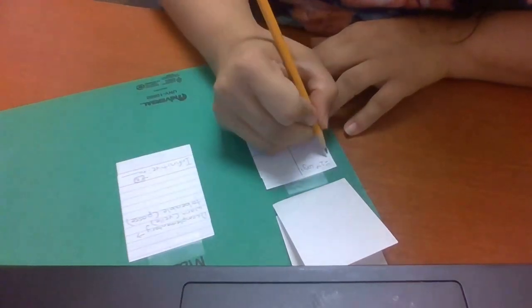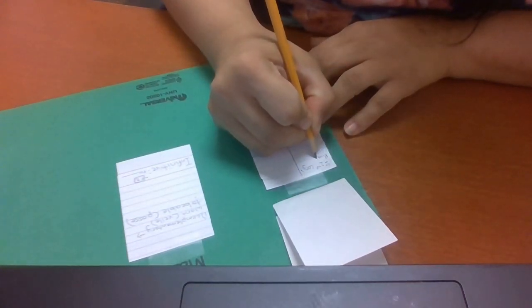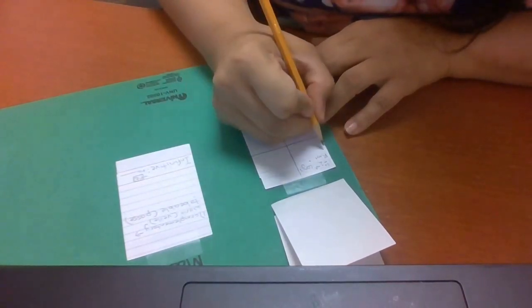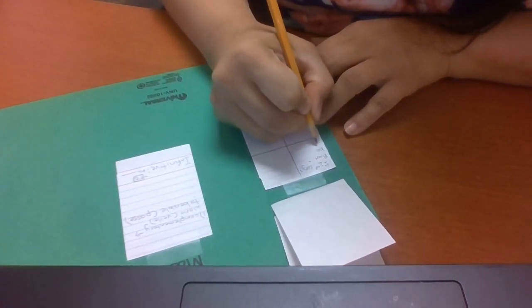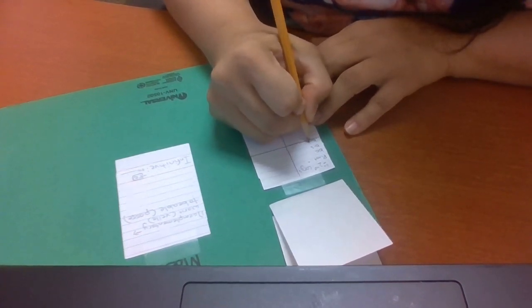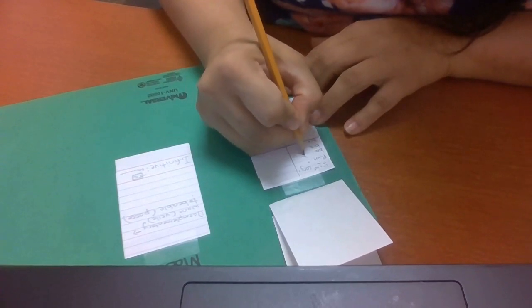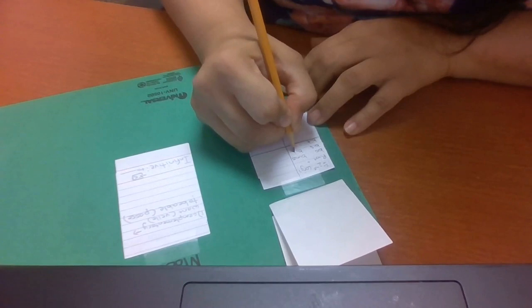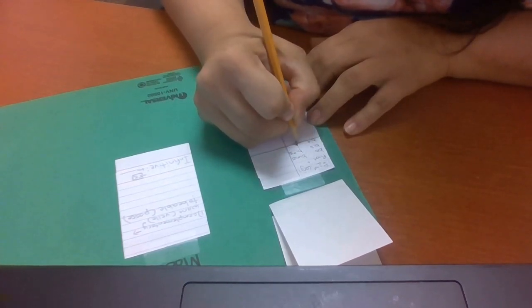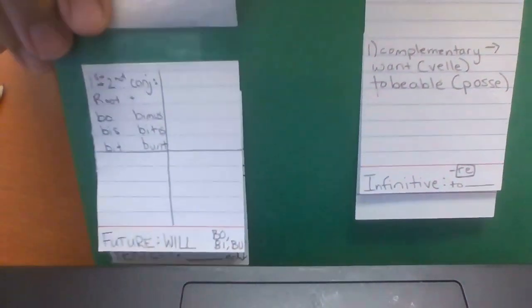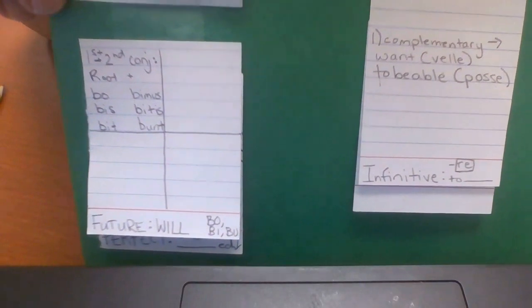Okay, and I'm going to put root plus. The endings for the first and second conjugation are bo, bis, bit, bimus, bitis, bunt. There's not really enough room to write who's doing what.